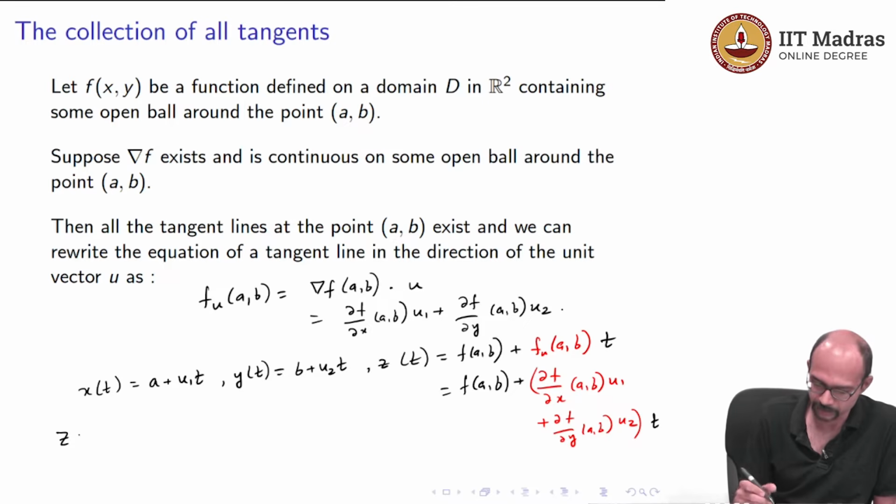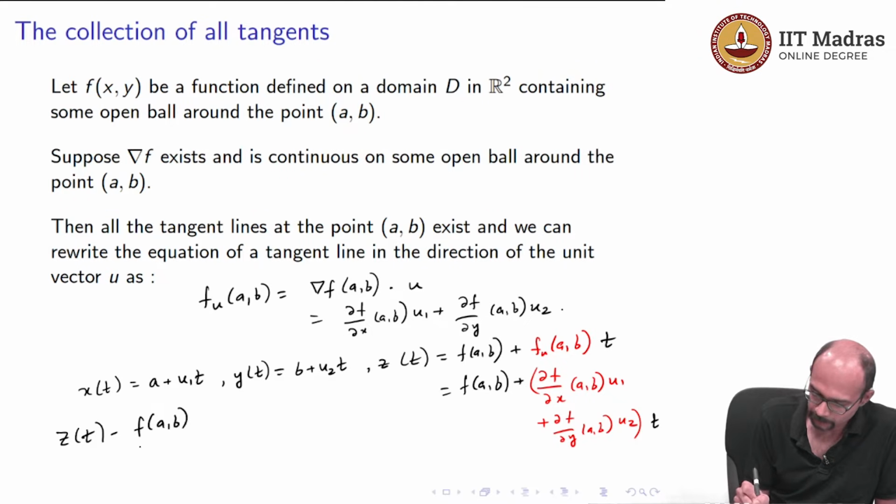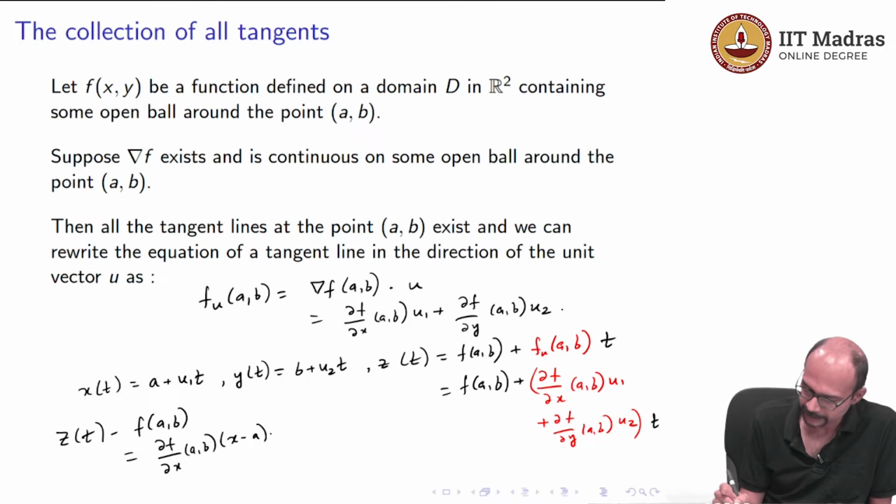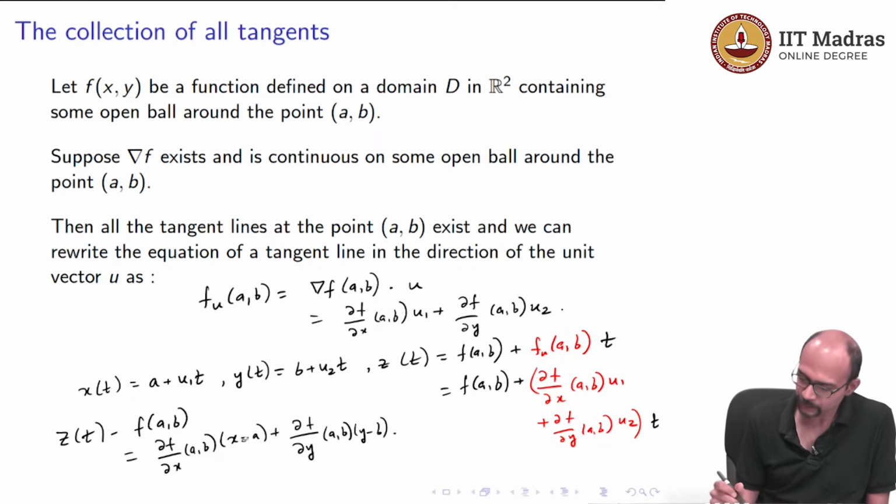Well, with some constants, of course. So, if I take z(t) minus f(a, b), so this is the partial derivative of f with respect to x at (a, b) times x minus a, plus the partial derivative of f with respect to y at (a, b) times y minus b, right. So, it satisfies this equation.